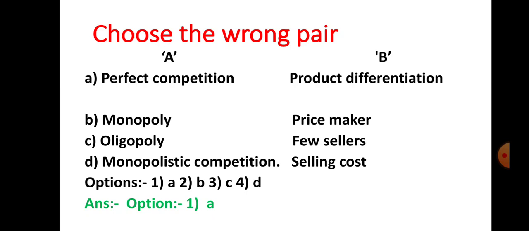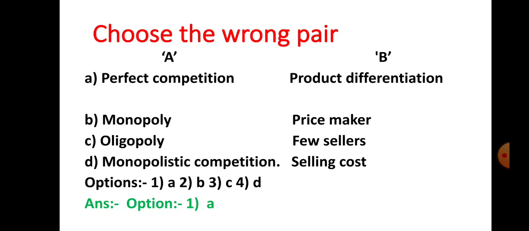Okay, so monopoly price maker, that is correct, oligopoly few sellers, that is also correct, monopolistic competition selling cost, that is also correct, but perfect competition product differentiation, that is a wrong pair. Okay, that is not a feature of perfect competition. Product differentiation is not a feature of perfect competition. And here they given four options 1A, 2B, 3C, 4D. So here correct answer is option number 1, that is A, perfect competition product differentiation. So in this objective type question, you have to choose wrong pair and that is your answer.